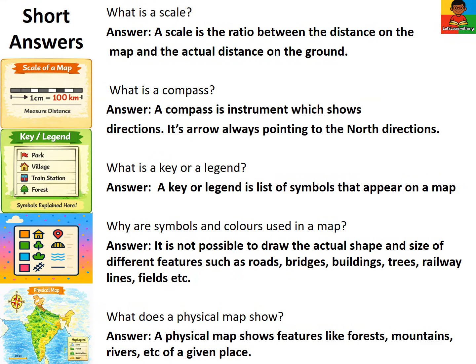Why are symbols and colors used in a map? It is not possible to draw the actual shape and size of features like roads, bridges, buildings, trees, railway lines, and fields, so symbols and colors are used. What does a physical map show? A physical map shows features like forests, mountains, and rivers of a given place.